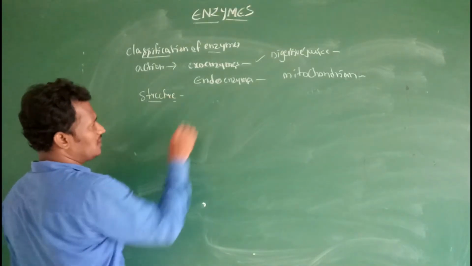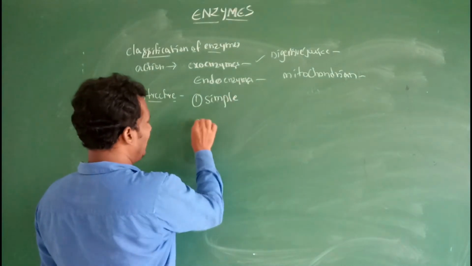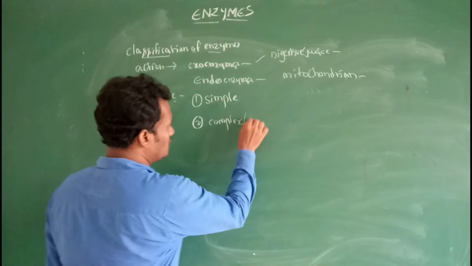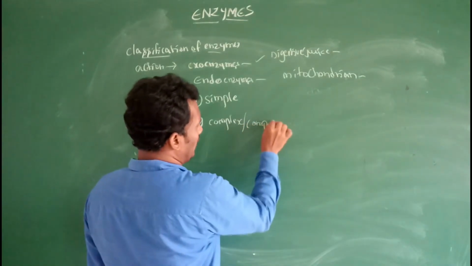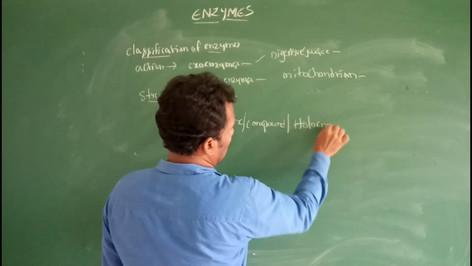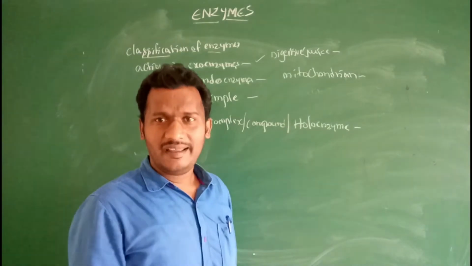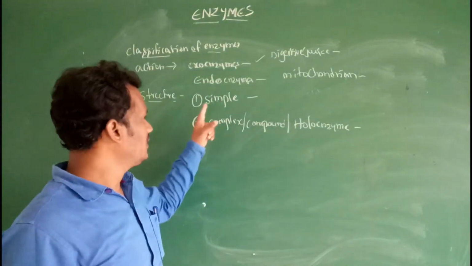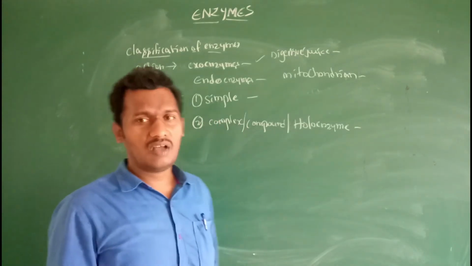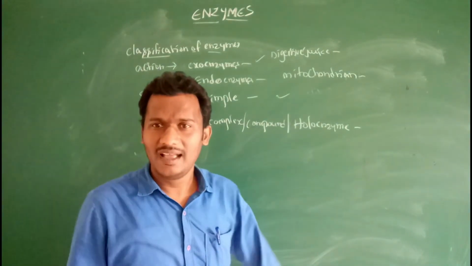Next one, based on the structure. Based on the structure, enzymes are two types. First, simple enzymes. Second, complex enzymes, compound enzymes or conjugated enzymes. First coming to simple enzymes.